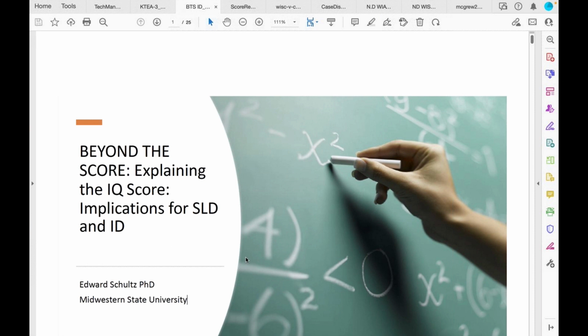And what our topic today is going to be is explaining the IQ score implications for specific learning disabilities and intellectual disabilities. I know this is a pretty hot topic as I teach and travel around Texas training. I know that a lot of people struggle with this. So hopefully I'm going to demystify this and answer any questions that you are afraid to ask.